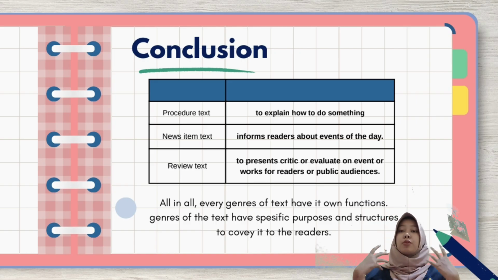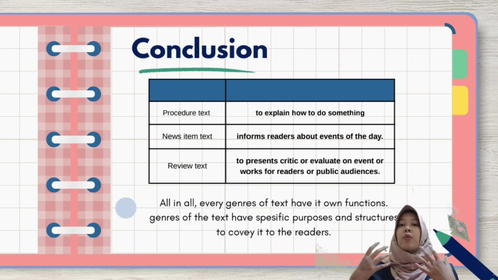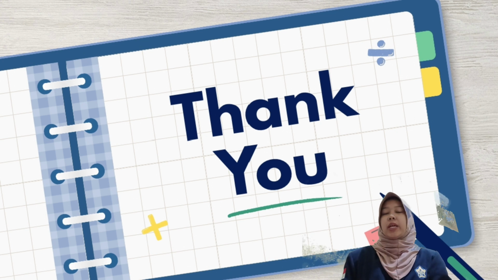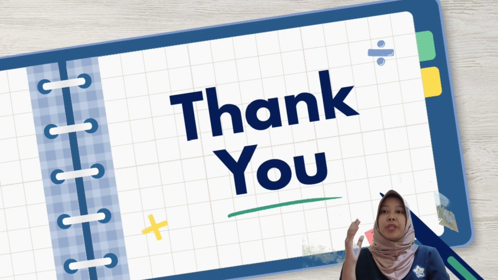And I can conclude that all of the genres of text have their own function and structures. It all depends on what meaning they are trying to convey or what information they want the readers to receive. I think that's all I can share with you guys. I hope the analysis I did earlier is helpful and useful for you in the future when you are asked to identify types of genre in text. Alright, thank you so much.